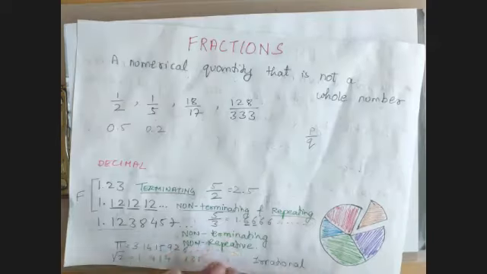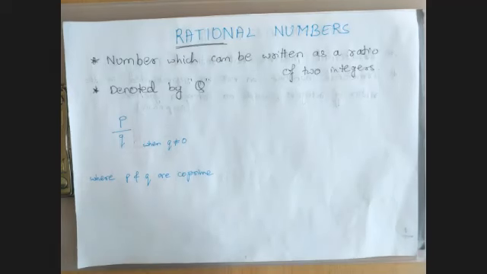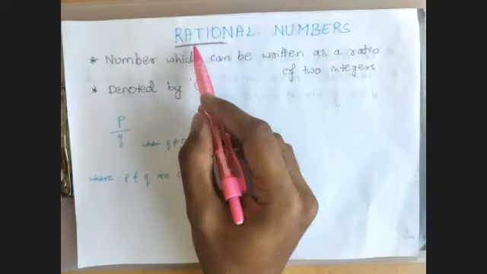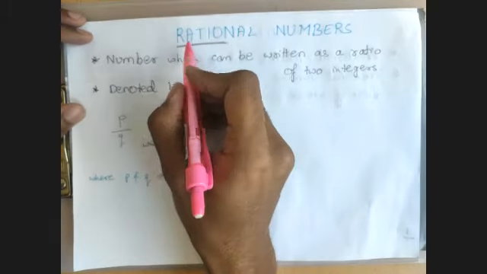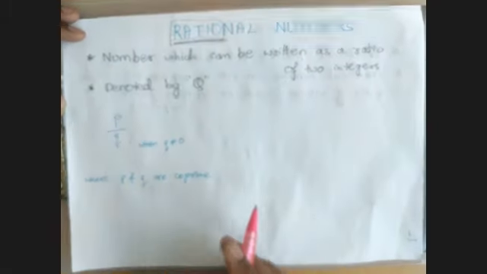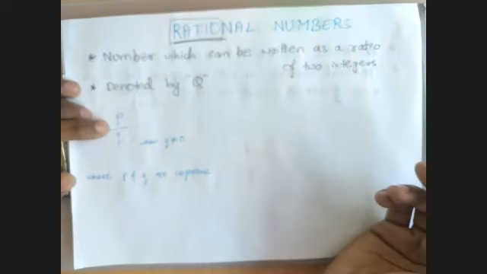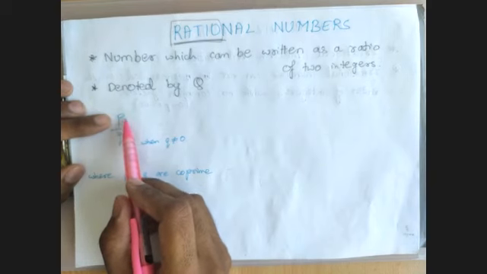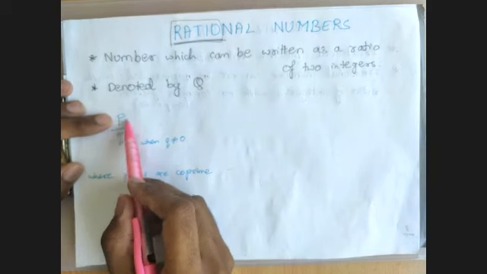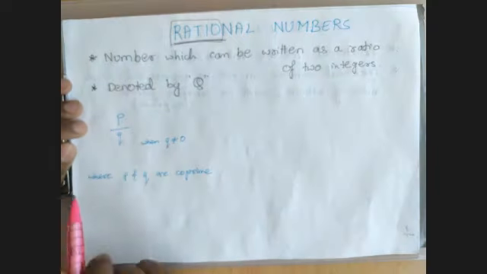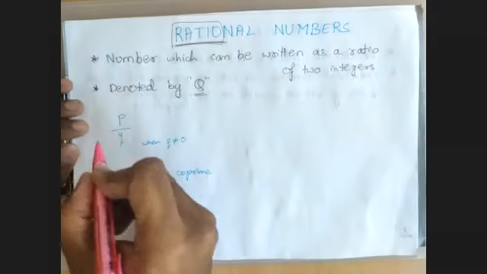Irrational numbers. Before we learn about irrational numbers, let us learn about the rational numbers. What are rational numbers? Rational numbers are a ratio of integers. It comes from the word ratio. So it is a number which can be written as a ratio of two integers. That is, if p and q are integers, and any number can be written in the form of p by q, then it is called a rational number. It is denoted by Q.